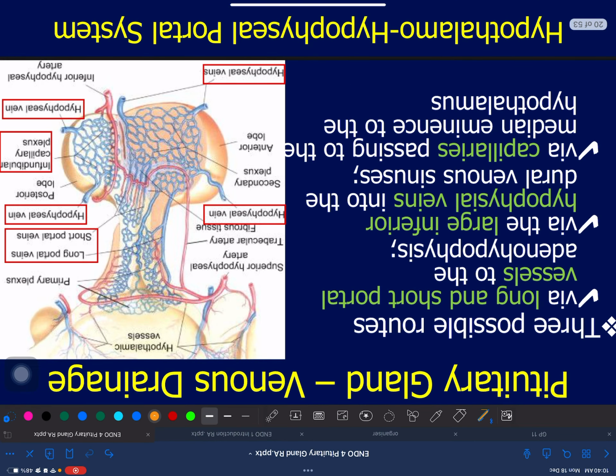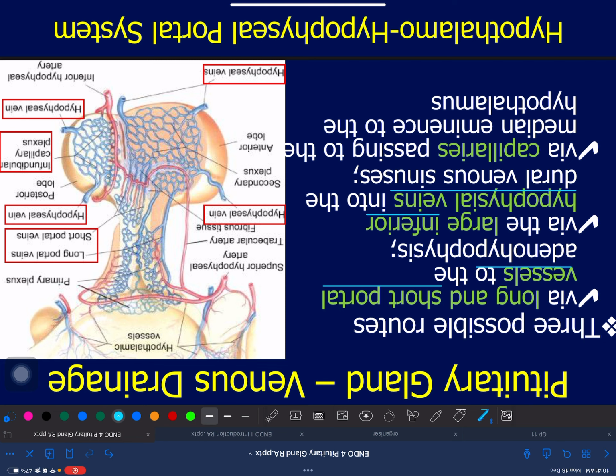Alright. So venous drainage has three possible roads. Portal vessels, long or short portal veins, to the adenohypophysis. Inferior hypophyseal vein, which drains into the dural venous sinuses, and also via the capillaries passing the median eminence to the hypothalamus. These are the three possible roads for the venous drainage of the pituitary gland.